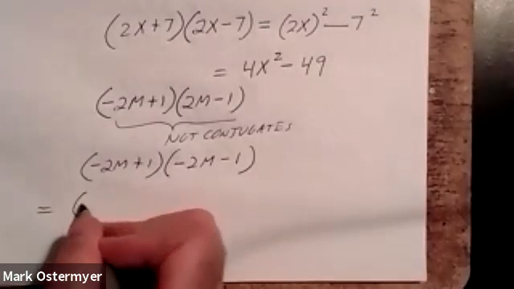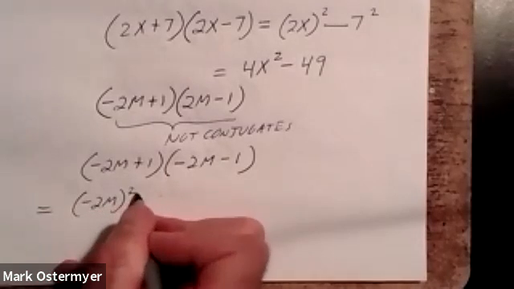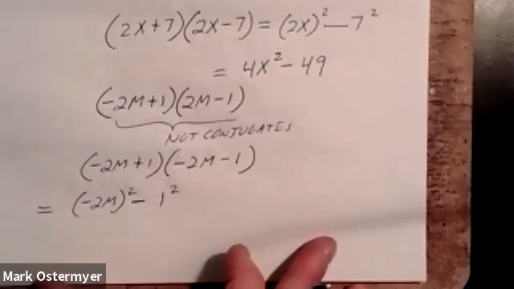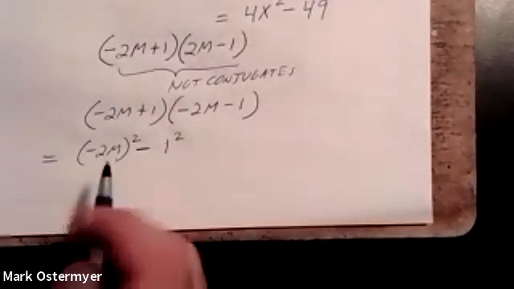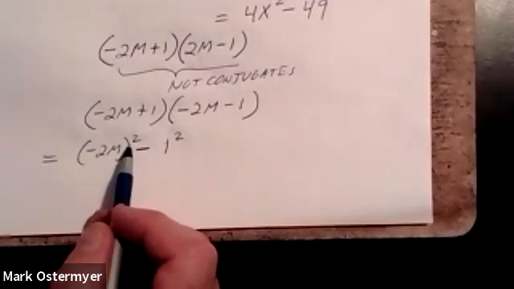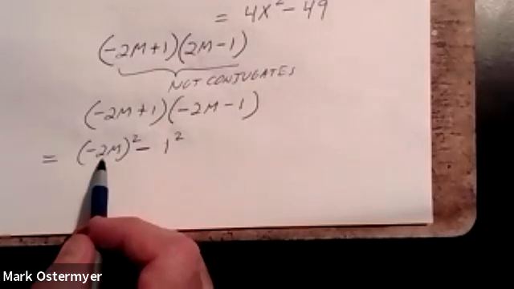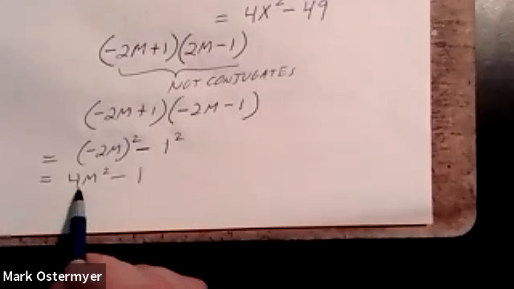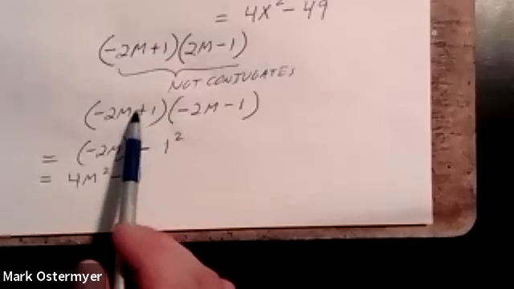All we have to do is square our first term, square our last term, and place a minus sign in between them. Now, what's negative 2m squared? 4m squared. Minus what's 1 squared? Minus 1, correct. That would be the product of these conjugate binomials, just 4m squared minus 1.